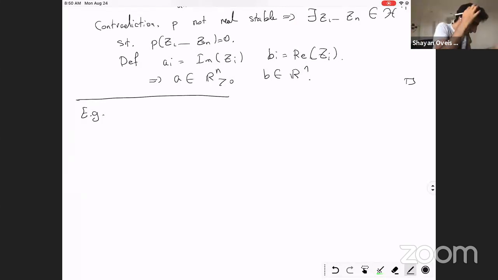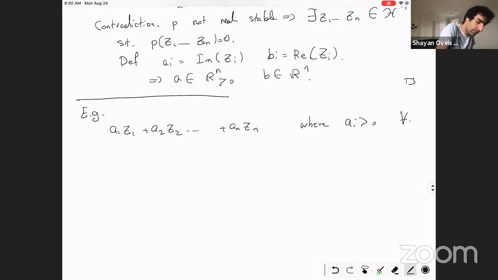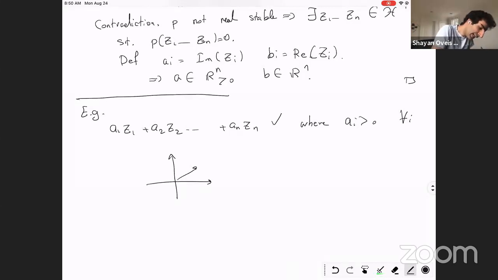Here are some more. So one is this polynomial. If you look at a1 z1 plus a2 z2 plus up to an zn, where the ai's are positive, this is a real stable polynomial. So this is a positive example. To see that, if you have zi's with positive imaginary value, you can think about zi's as vectors in the upper half complex plane. If they have positive imaginary value, they look like this.